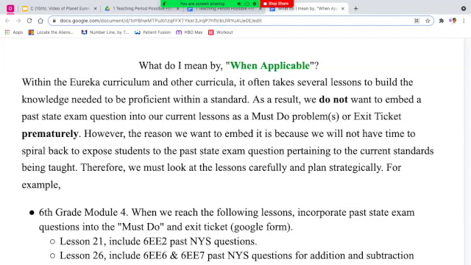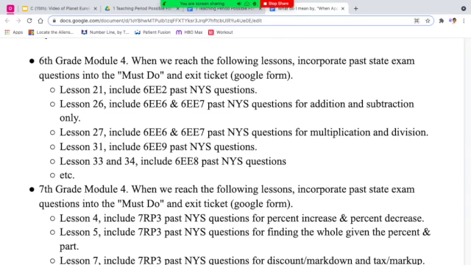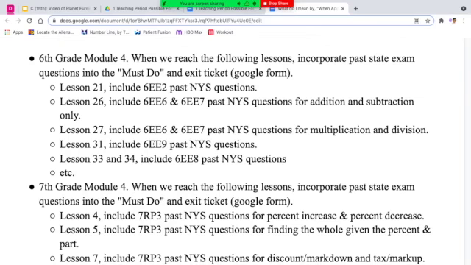However, the reason we want to embed it is because we will not have time to spiral back to expose students to the past state exam questions pertaining to the current standards being taught. Therefore, we must look at the lessons carefully and plan strategically. Here are some examples. Let's start with sixth grade, Module 4.